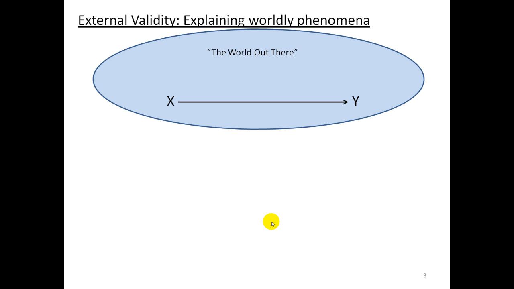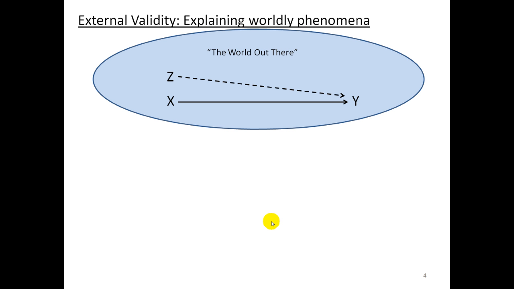Let's take a look at some research. Let's say in the world out there, we theorize that X causes Y. X could be job satisfaction, Y could be job performance. X could be intention to exercise, Y could be the amount of exercise we actually do. So that's our theory. We've developed a hypothesis or a belief that X causes Y.